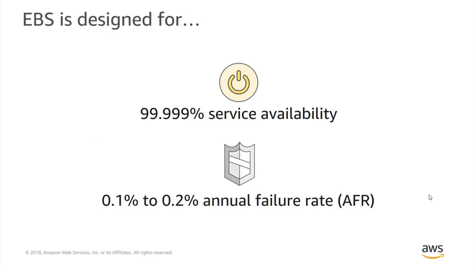EBS is designed for 5 nines of availability and a 0.1 to 0.2% annual failure rate. A good way to think of the AFR is if you have 1,000 EBS volumes running for 1 year, you should expect that 1 to 2 of those volumes will have a failure. For customers that want to maximize their durability by backing up their volumes on a regular basis, we provide EBS Snapshots.